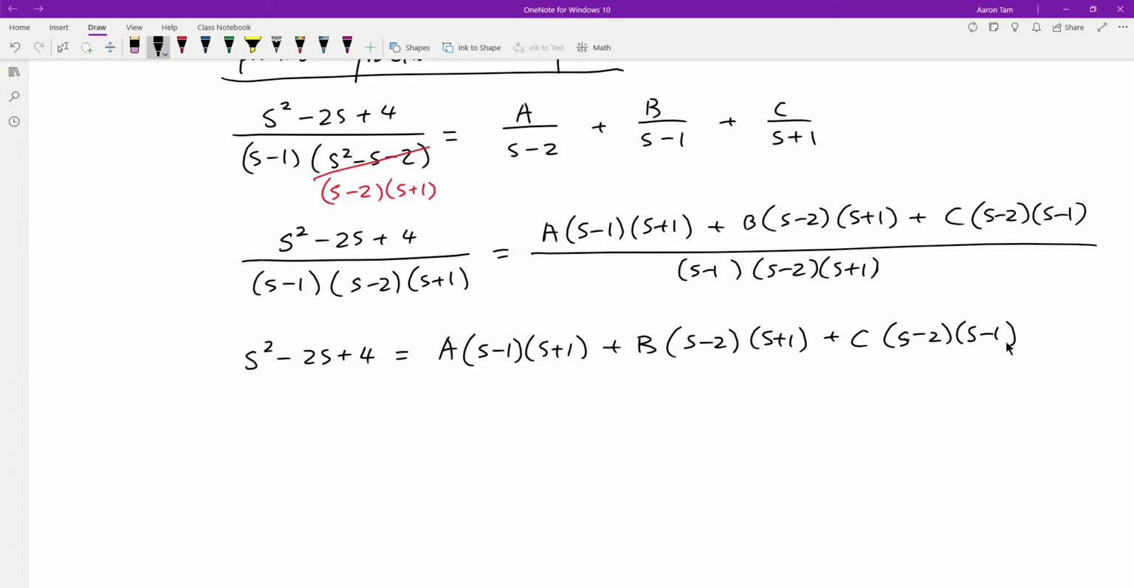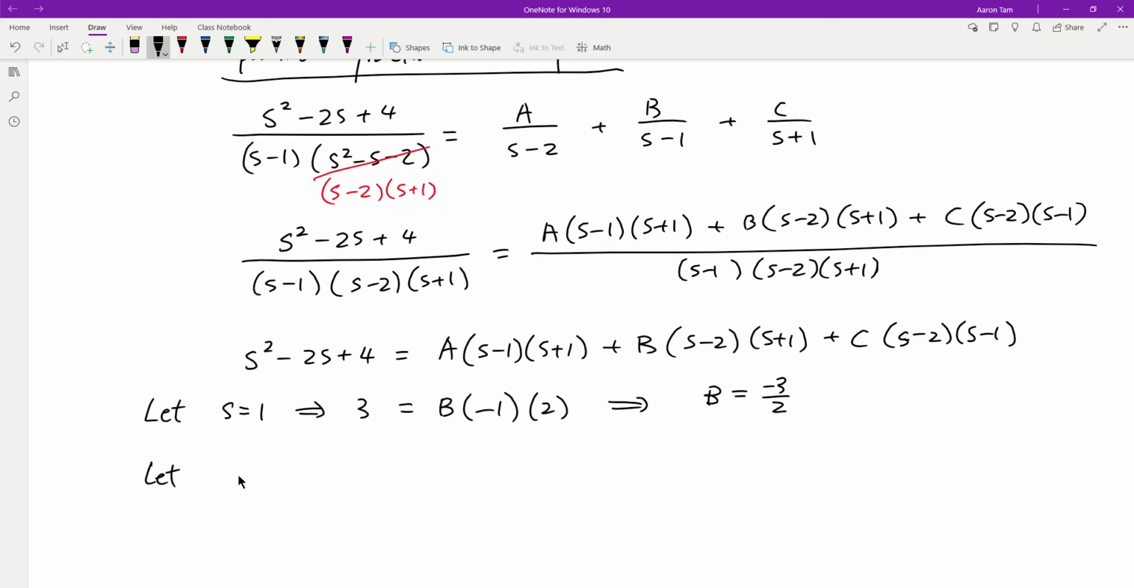So how do we go about solving this? Well, pretty simple. We're just going to do the same exact thing like we did before. I'm going to first start by letting s equal 1. Then what I have will be 1 minus 2 plus 4, that would be 3. Notice that the A would go away because you have s minus 1, which goes to 0. B would stay, but C would also go away. So therefore, it just becomes B multiplied by 1 minus 2, which is negative 1, and 1 plus 1 is 2. So that tells me that B must equal negative 3 over 2.